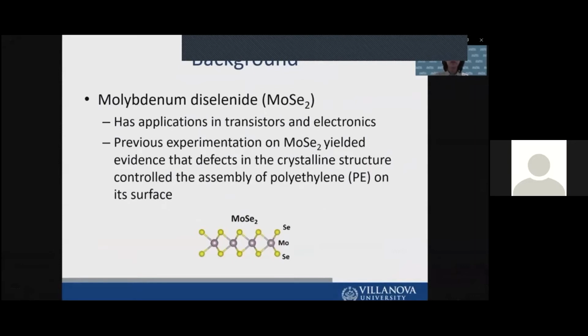We decided to use molybdenum diselenide, or MoSe2 for short, in our research project because we had done previous experiments on the material that yielded evidence that defects in its crystalline structure controlled the assembly of polyethylene on its surface.